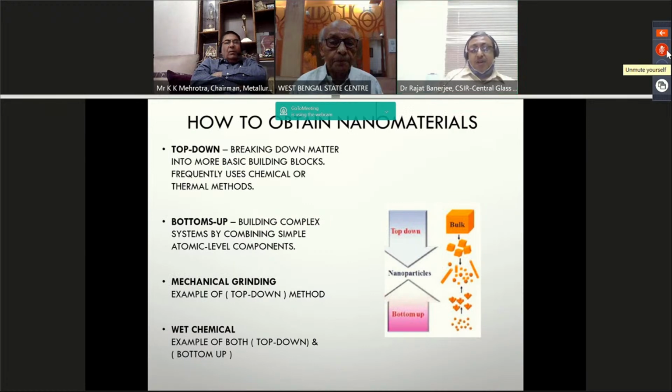So how to obtain a nanomaterial? There are many ways of obtaining it. One is the top-down process, that is breaking down matter into more basic building blocks, frequently using chemicals or thermal methods. Bottom up is building a complex system by combining simple atomic level components. Mechanical grinding is called top down, and the chemical process, that sample is done in both top down and bottom up ways.